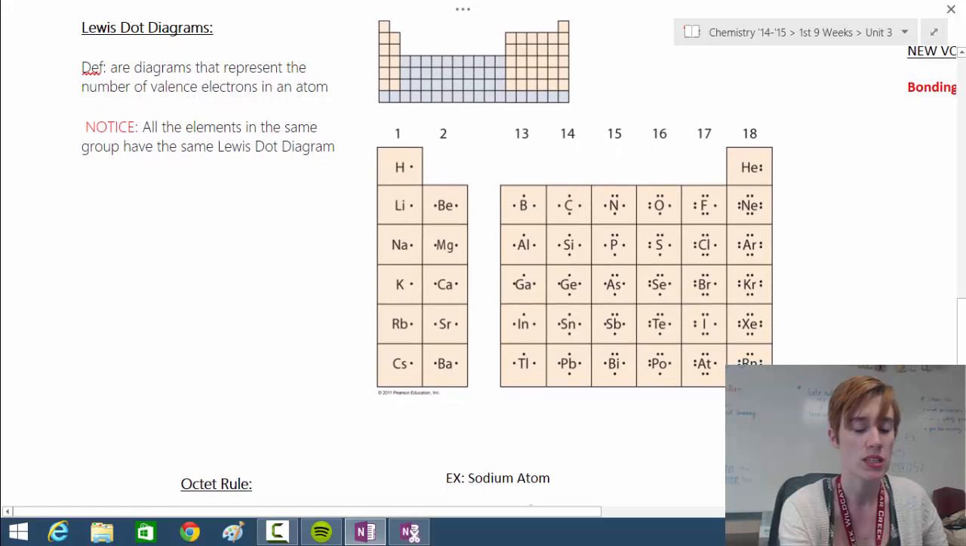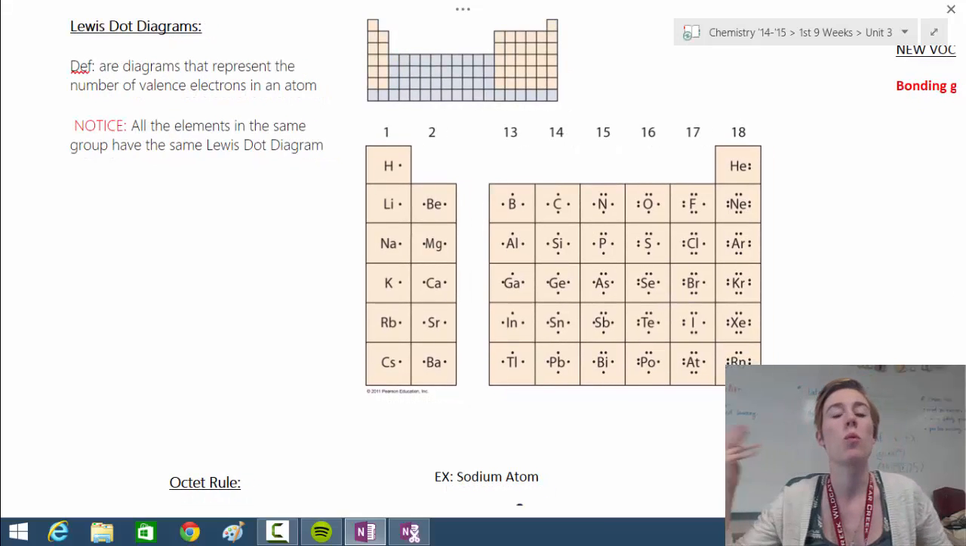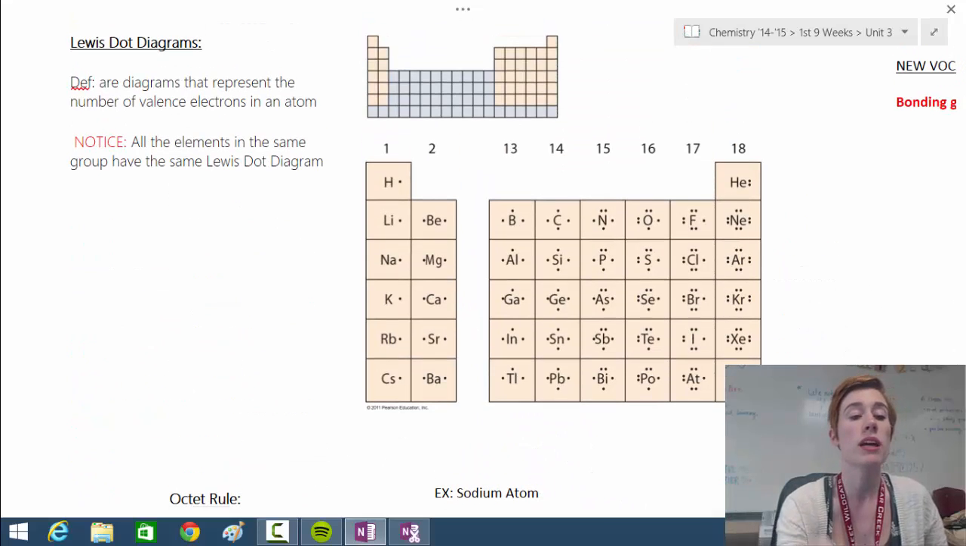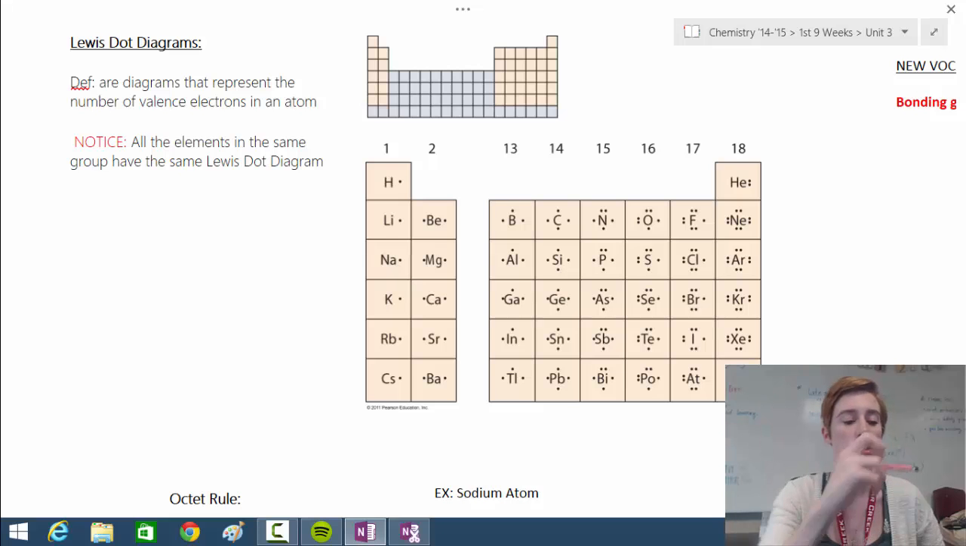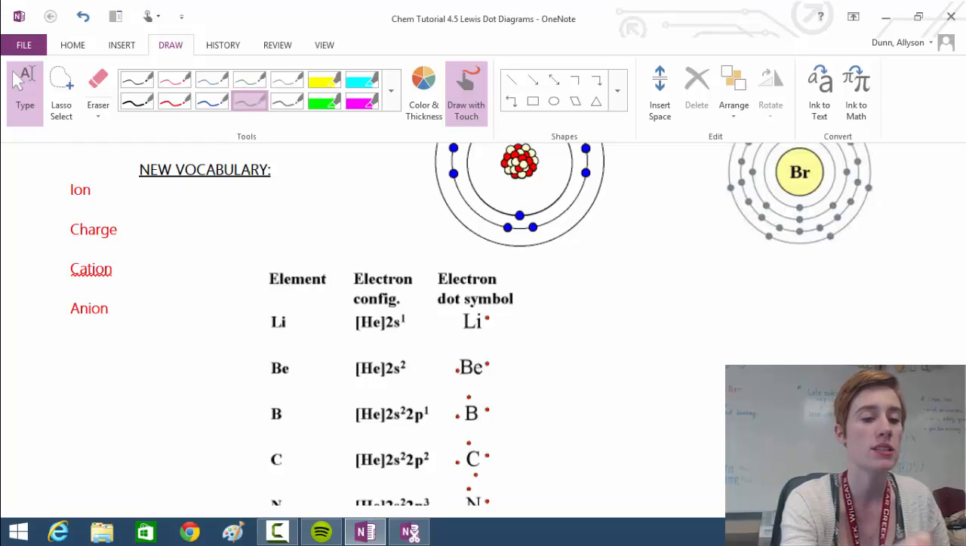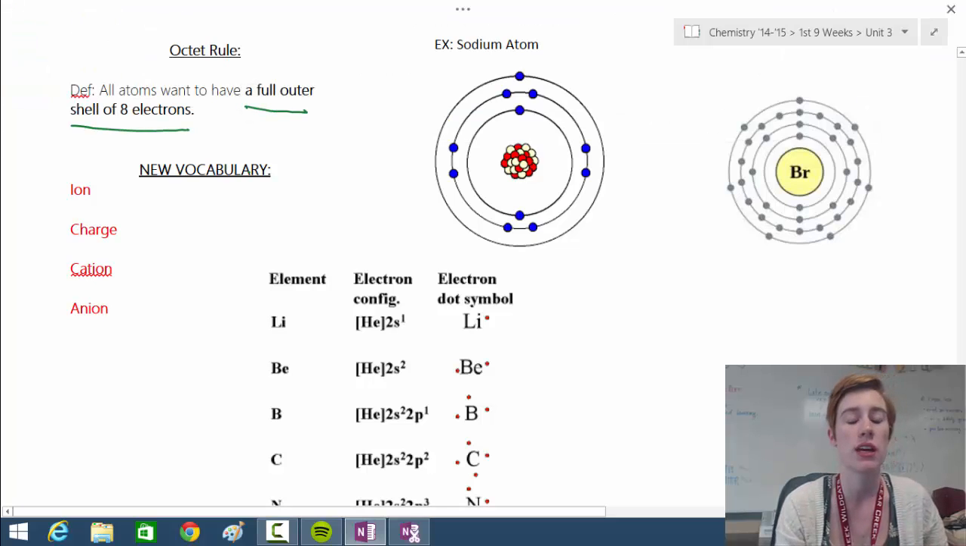my next point, and that is that all atoms want to have a full outer level. That's called the octet rule. We're going to come back to the Lewis dot diagrams. So for right now, just skip that and turn your page and go to the octet rule. Octet rule, all atoms want to have a full outer shell of 8 electrons.